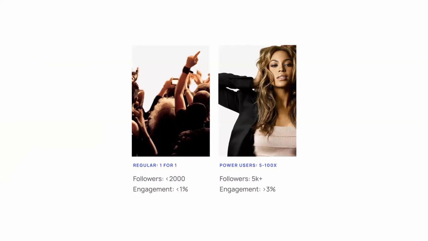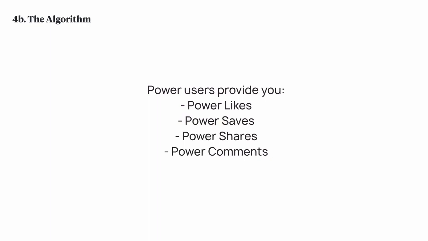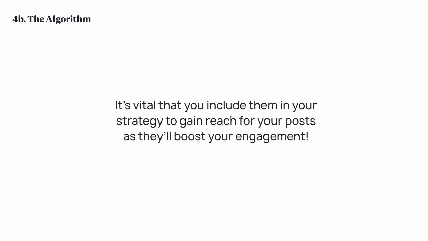A regular one-for-one thing is somebody who has less than 2,000 followers with engagement at 1%, versus a power user. Sorry, a power user has like 5 to 100 times the value, where their followers are 5K or more, and their engagement is at 3% or greater, right? Power users provide power likes, power saves, power shares, and power comments. So it's vital that you include them in your strategy to gain reach for your posts, as they'll boost your engagement. This is where influencer marketing comes into play.